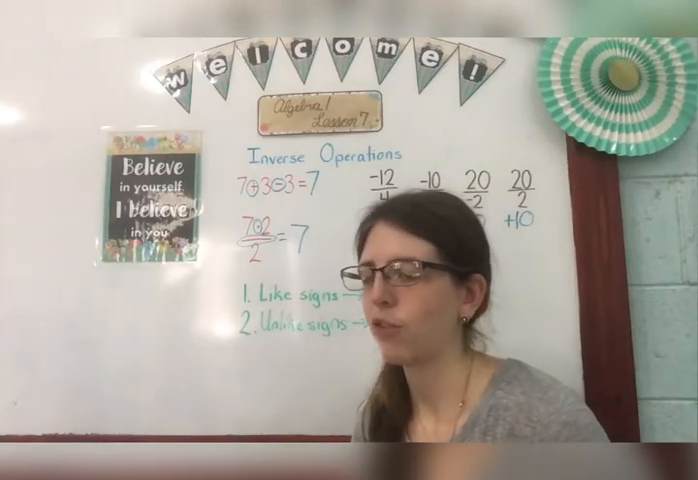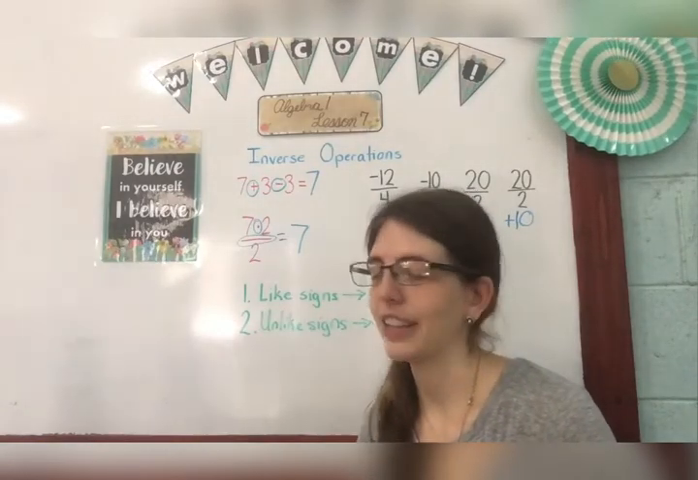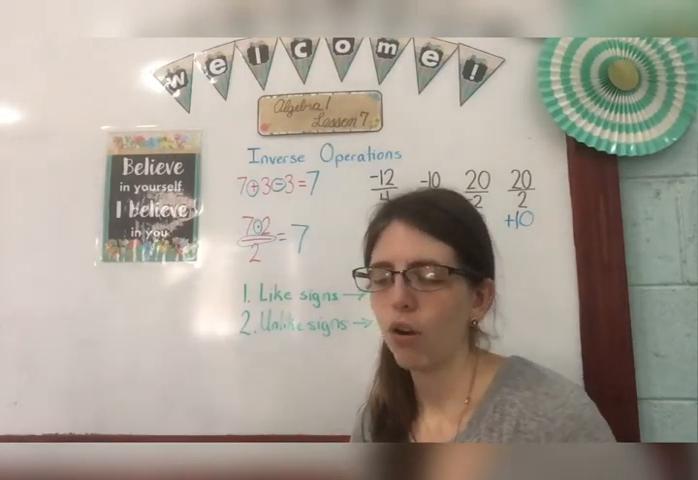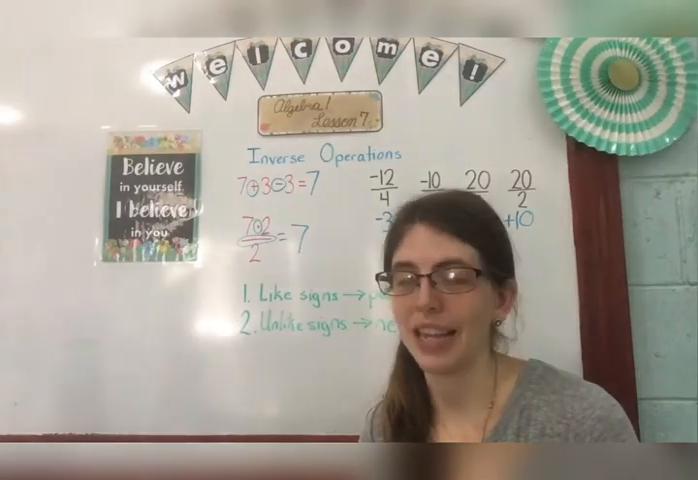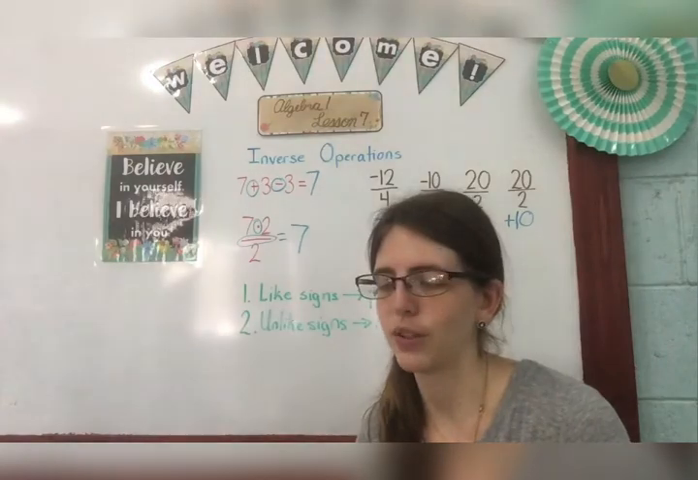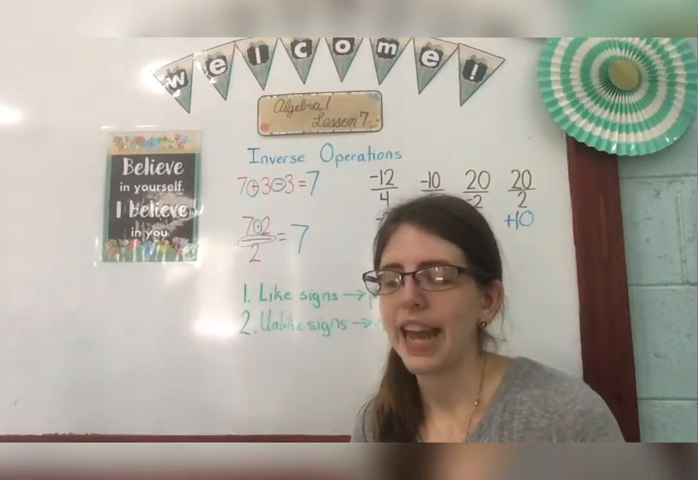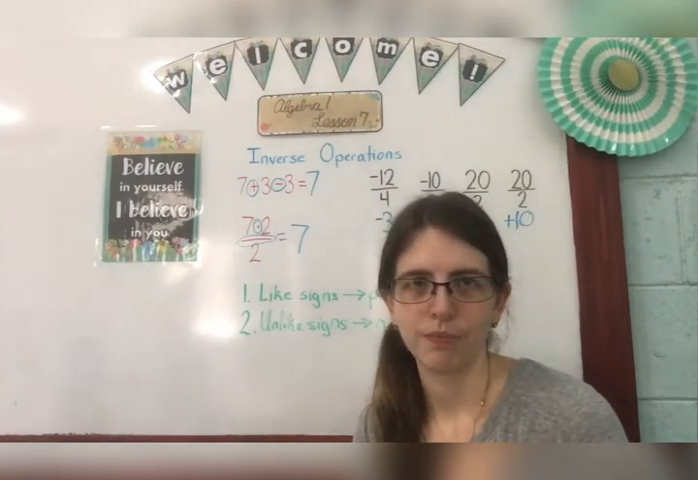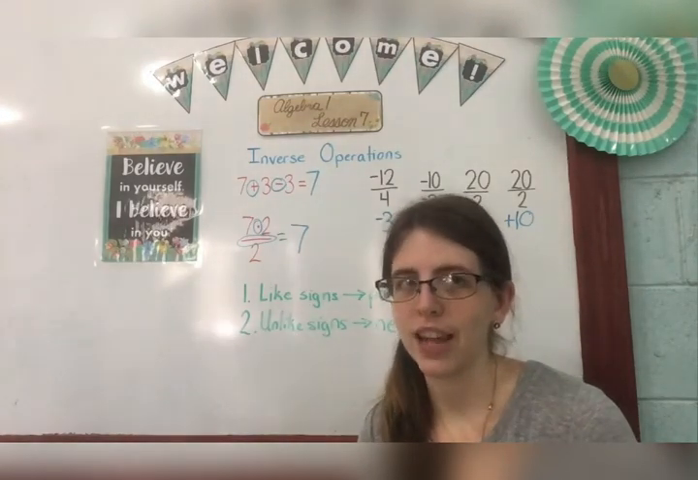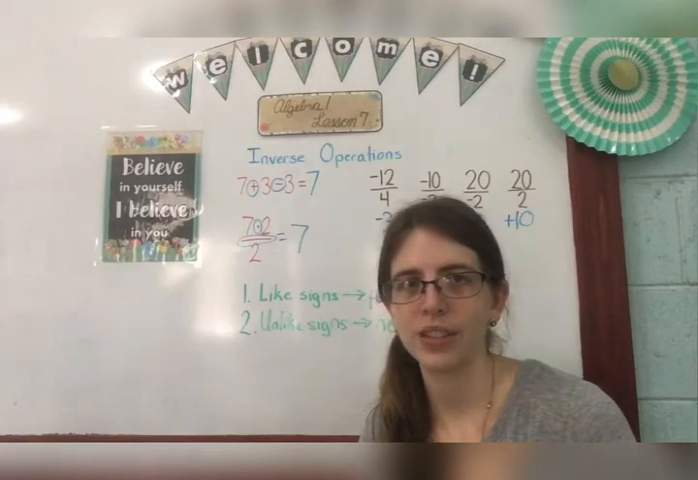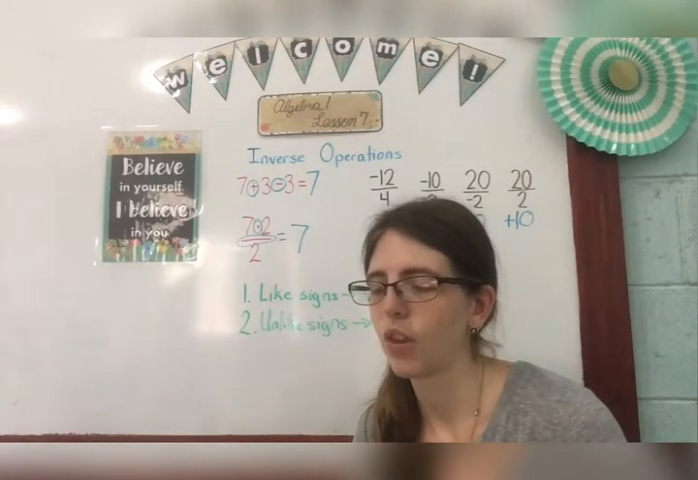Okay, you should be back from doing your practice. Let's look at letter A. 4 over 2 should be positive 2 because you have the same sign. They're both positive, so your answer is positive. Letter B, negative 4 times 2. Negative 8. You have two different signs, negative 4, positive 2, so your answer is negative, so negative 8.